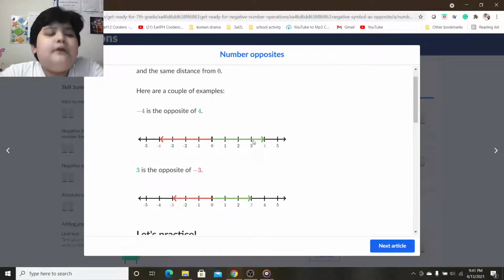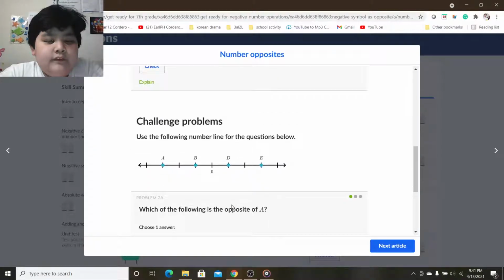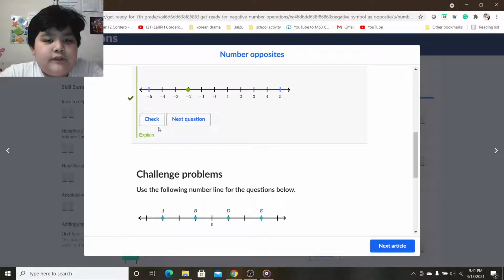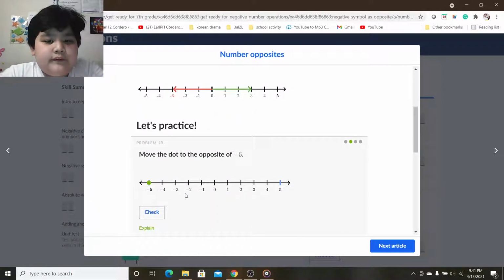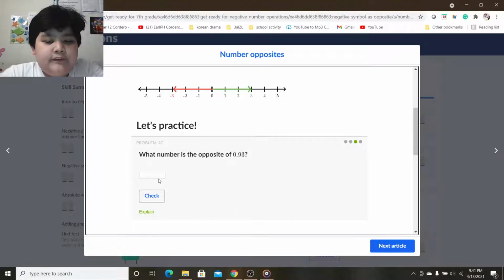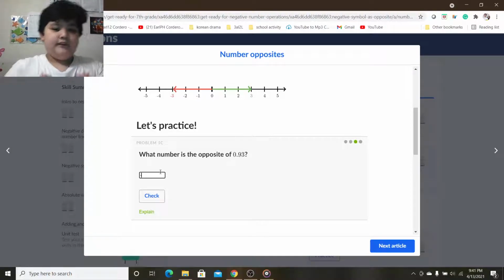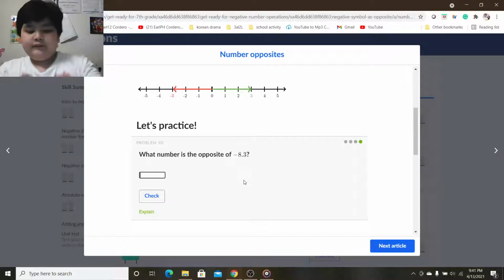Or another way to think about it. What's the opposite of 2? Negative 2. Next. Opposite of 5. Negative 5. Next. Opposite of 0.93. Negative 0.93. And just 8.3.